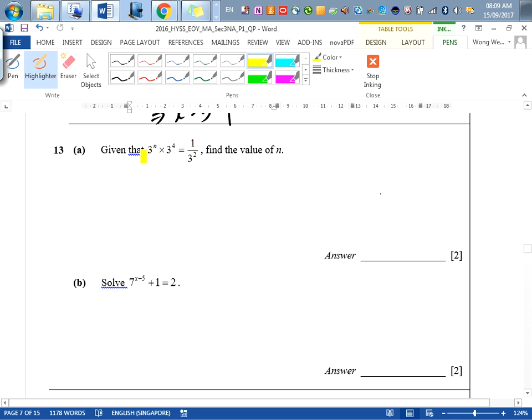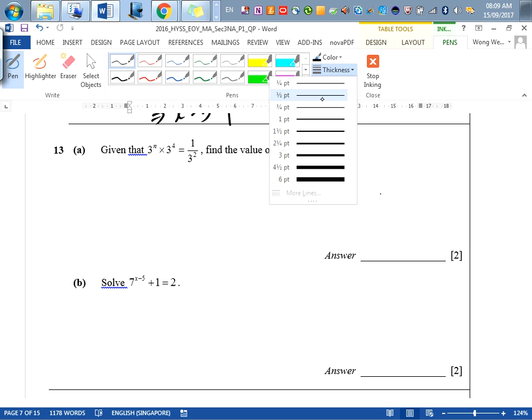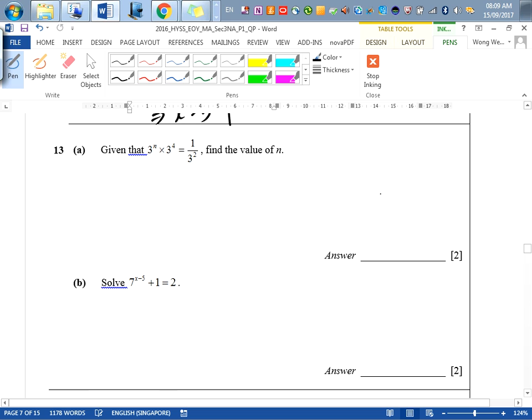Okay, next. 3 to the power n times 3 to the power 4 equals 1 over 3 to the power 2. Find the value of n. Okay, how do we tackle this question? What should we do? Deja, what do you think we should do for this?